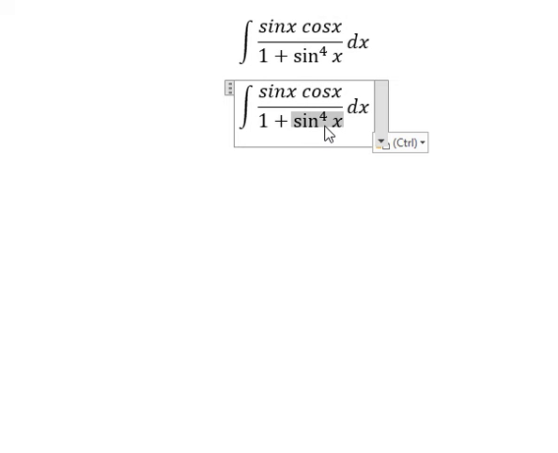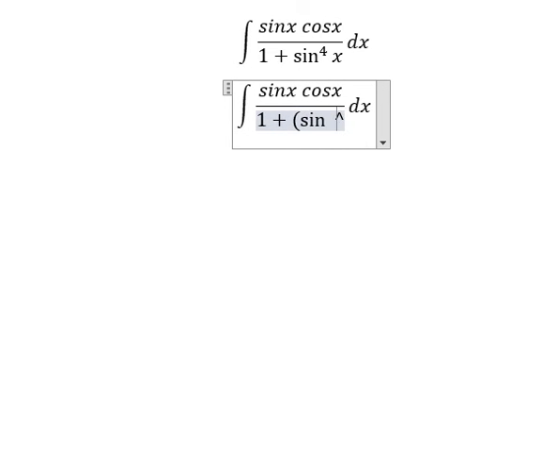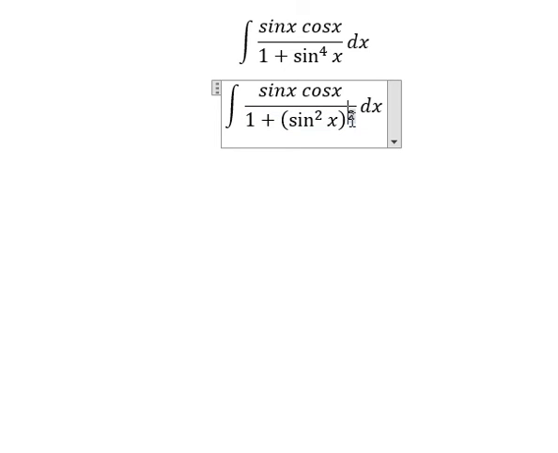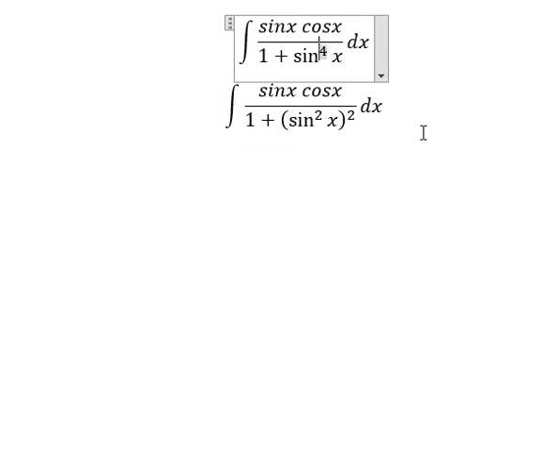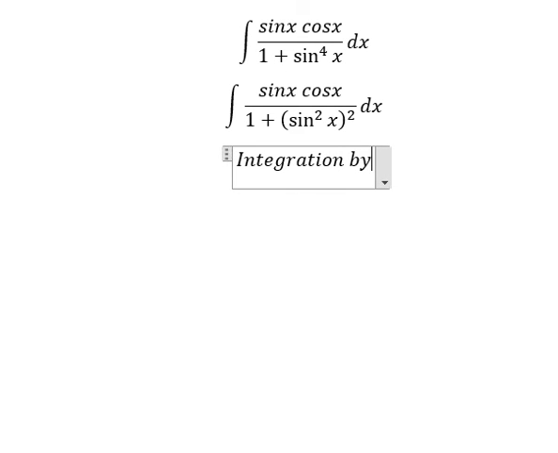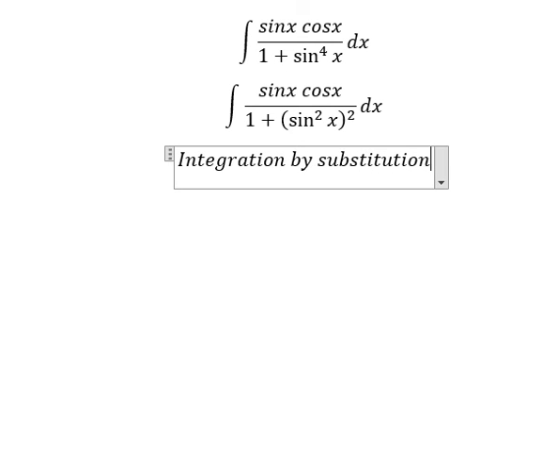This one I can put into sin x to the power of 2, because number 2 multiplied by number 2 we have number 4. Now we can use integration by substitution.